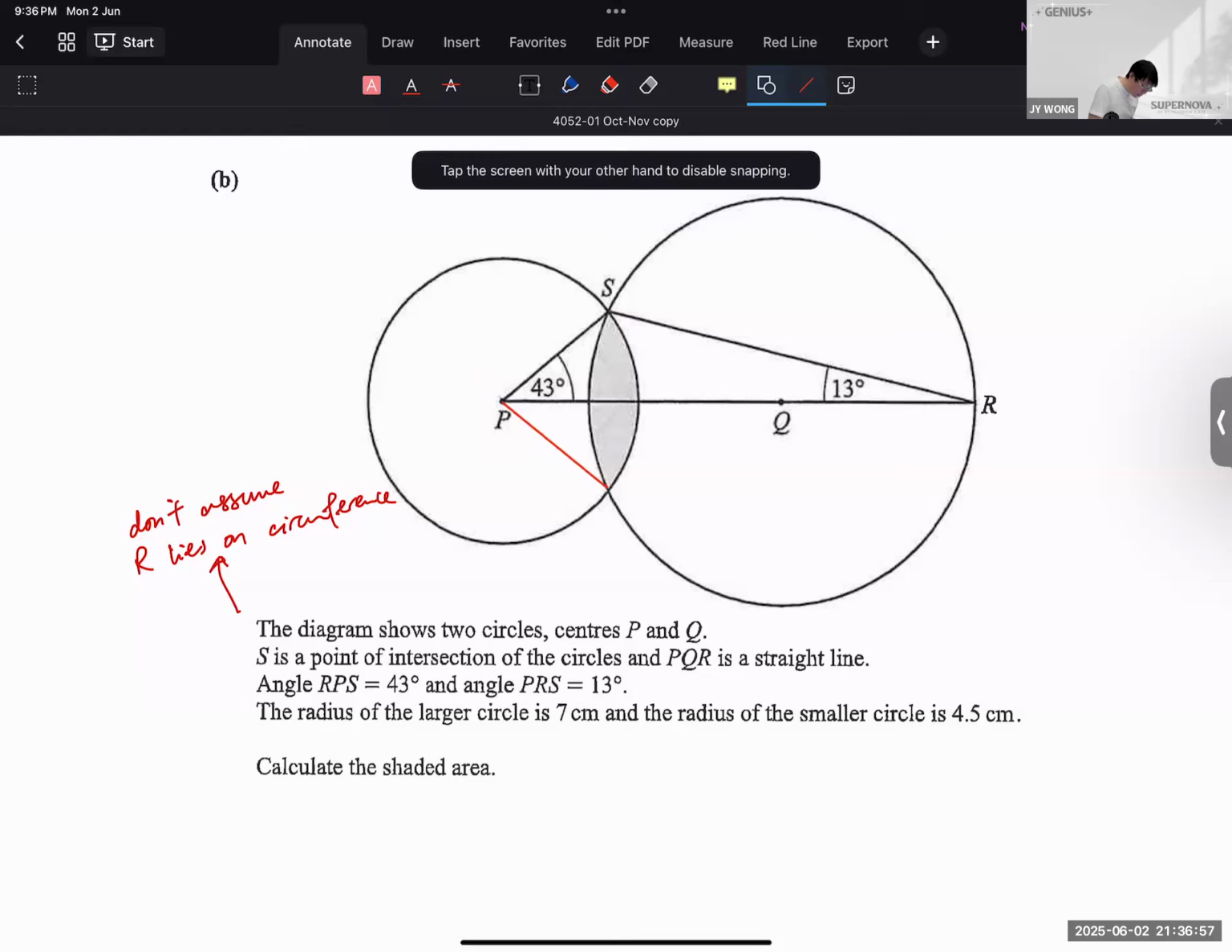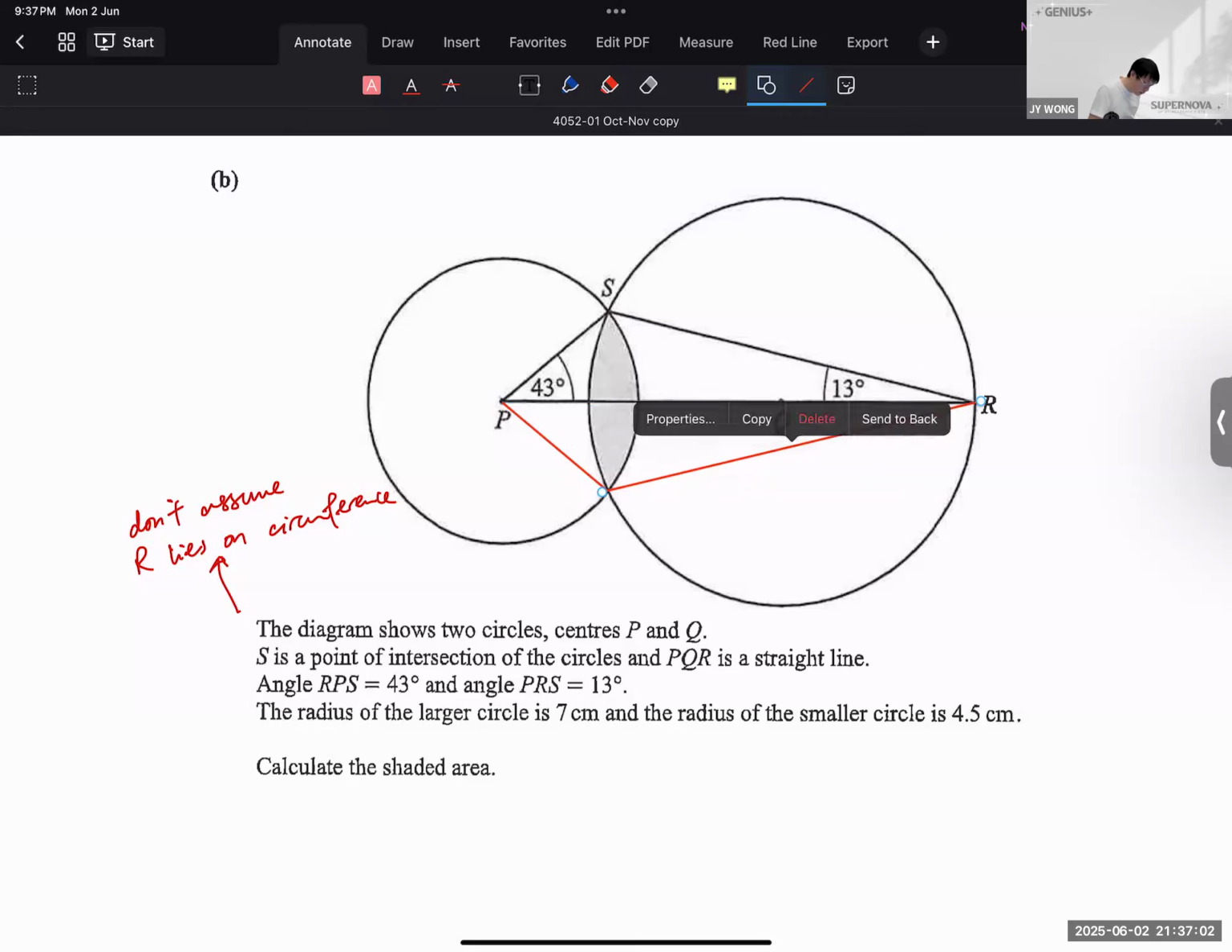But at the same time, Cambridge cannot draw the diagram like that and expect students not to assume that it lies on the circumference, right? I don't think that is very fair to the students either.